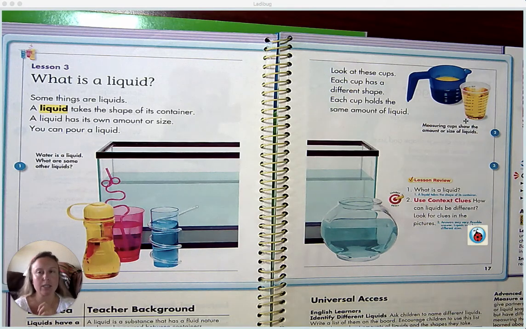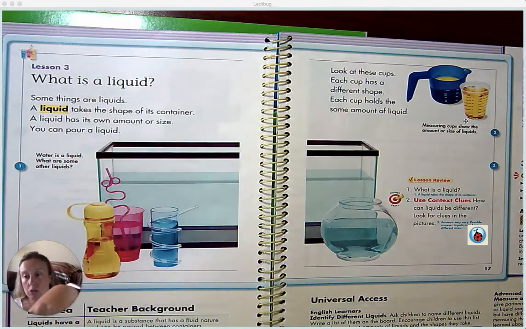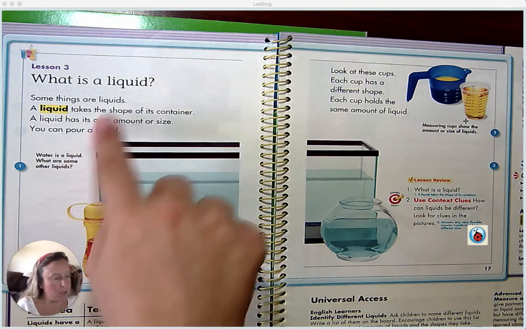Okay, for our second state of matter that we are going to discuss, it is liquids. So here on this page we have some examples of liquids, and we're going to discuss the question, what is a liquid? So the first thing I'd like you to do is to point to the word liquid. You could just point to it on your screen, kind of like this, if you use your finger like mine. There we go. Okay, point to the word liquid.